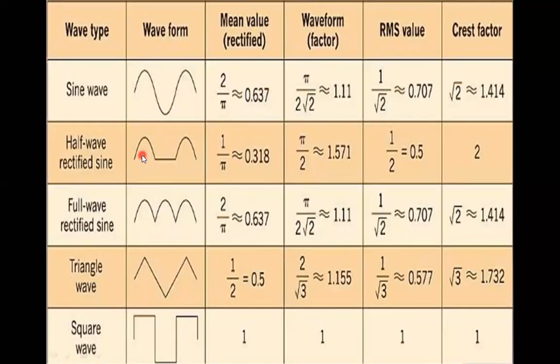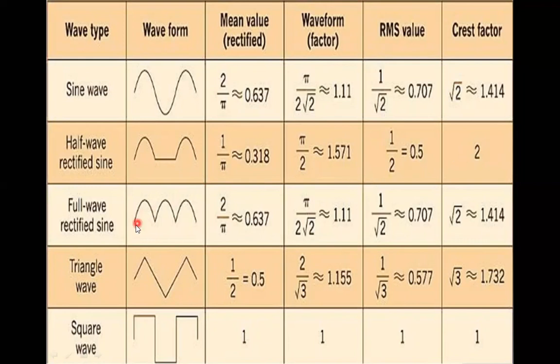Now the half wave rectifier. When we consider a half wave rectifier, which has only one diode, the output will be in this form. This is called the half wave waveform. For this, the mean value is 0.318, waveform factor is 1.57, RMS is 0.5, and crest factor is 2.